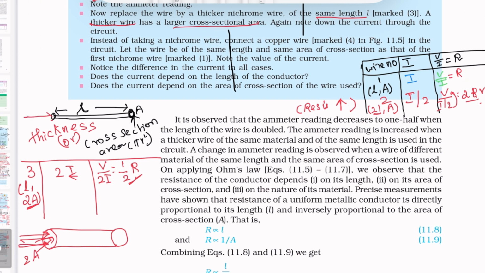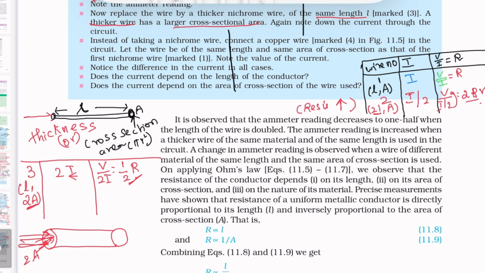But here you see how many lines I have shown the current. So the more the area, the more current flows in. Obviously, if more current goes in, the resistance will decrease. That is the reason when I increase the cross section area, my resistance decreases and the current increases.